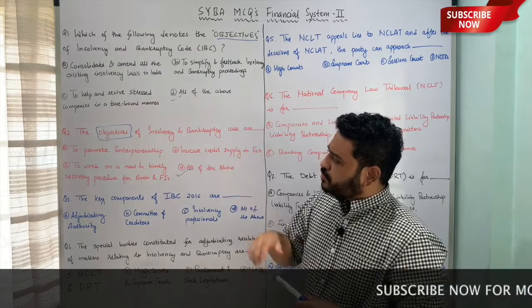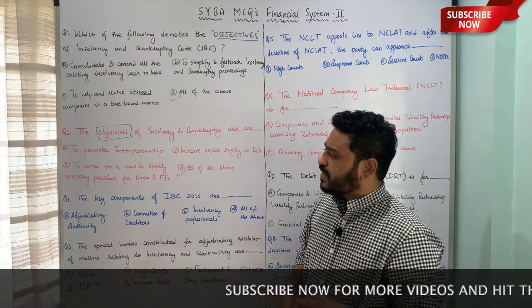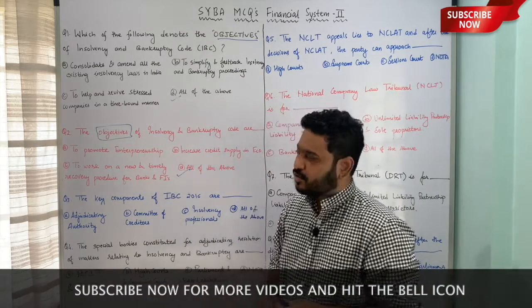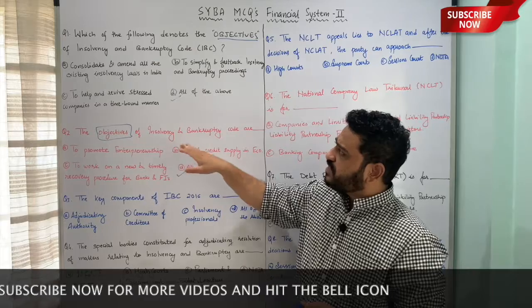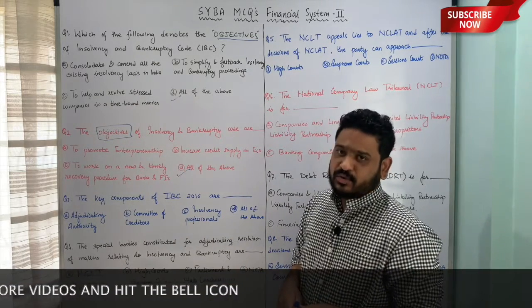Here the options are A, to promote entrepreneurship, increase credit supply in economy, and to work on a new and timely recovery procedure for banks and financial institutions. So in these two questions, we have seen in all 6 important objectives of Insolvency and Bankruptcy Code 2016.